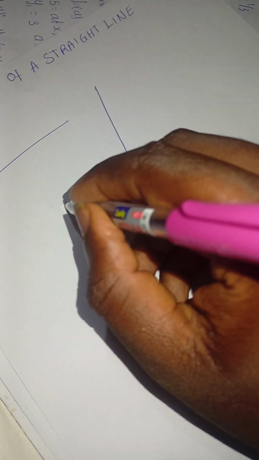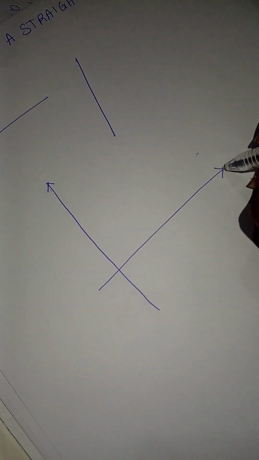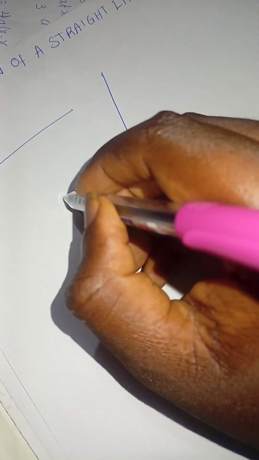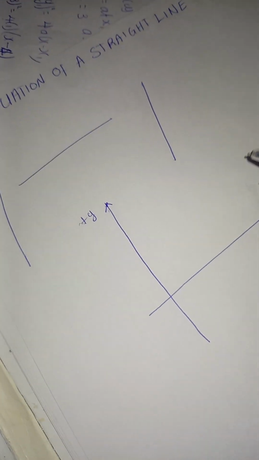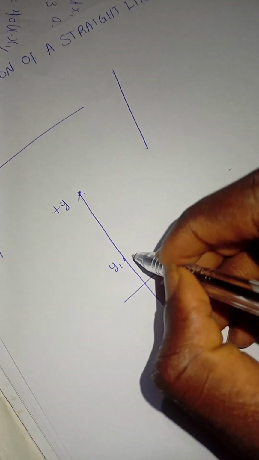A graph has two components, the horizontal and the vertical components. I'm going to tell you which one is the horizontal and which one is the vertical component. This is the horizontal, which is also called the x-axis, the positive x-axis. This is the vertical component, which is the positive y-axis. For you to get a straight line graph, let's say I have a point here, let's call it y1. I have a point here, let's call it x1, and they meet.